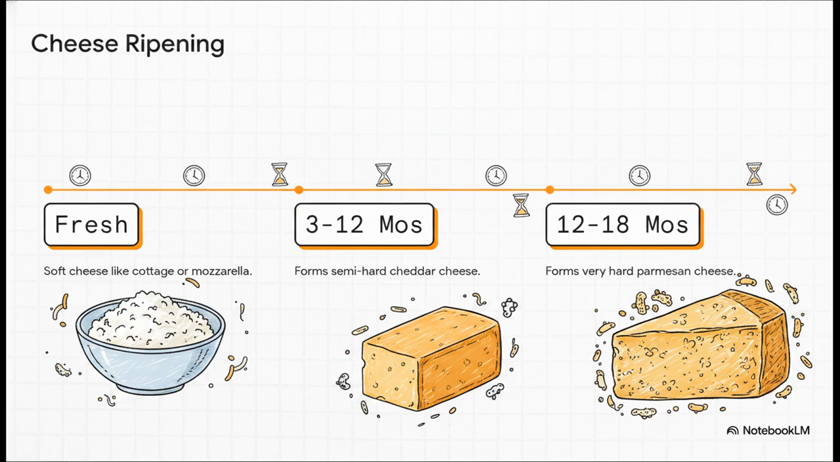Freshly prepared cheese is always quite soft. Think of your cottage cheese or mozzarella. But if you store and ripen it for 3 to 12 months, it transforms into semi-hard cheddar. Leave it for 12 to 18 months, you get that very hard, incredibly flavorful Parmesan cheese. It really is all about patience and giving those microbes time to do their magic.